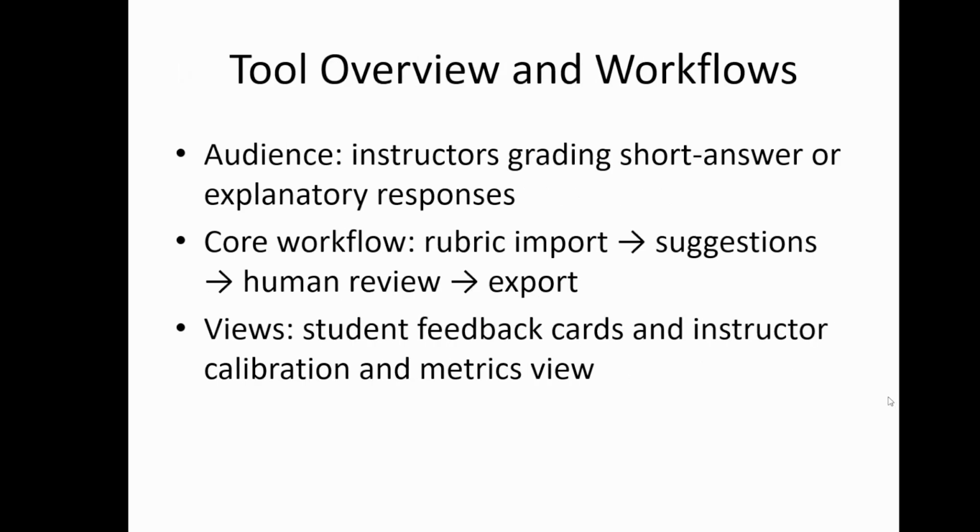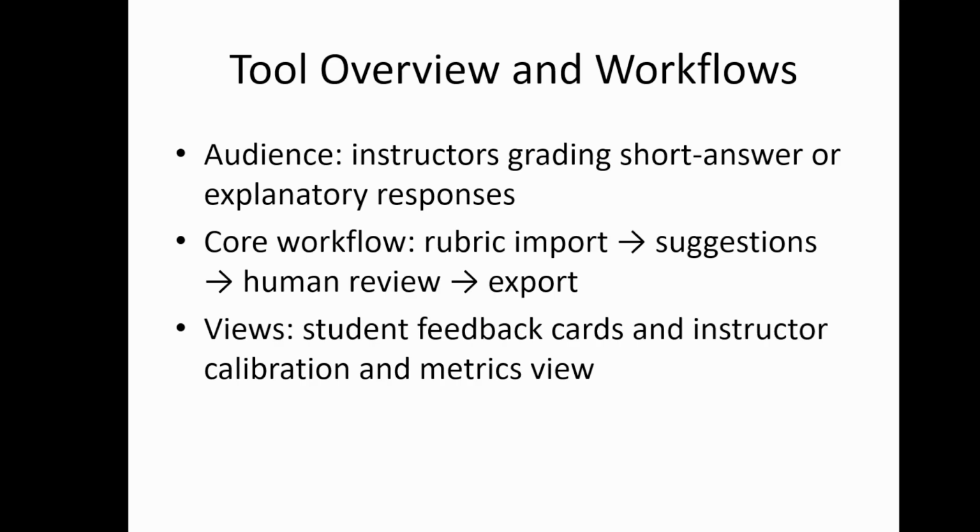The main audience for the tool is instructors who grade short answer or explanatory responses with a rubric. The core flow looks like this. First, the instructor imports a rubric and loads a batch of responses. Second, the system generates draft, criterion-level feedback for each response. Third, the instructor goes through a human-in-the-loop review flow to approve, edit, or reject each feedback item. Fourth, finally, they export approved feedback in a format that can be shared with students or brought into another system.